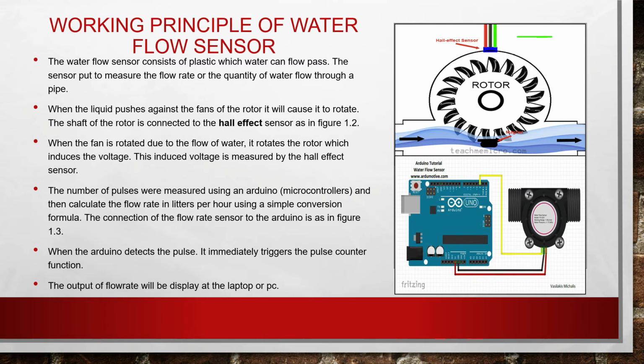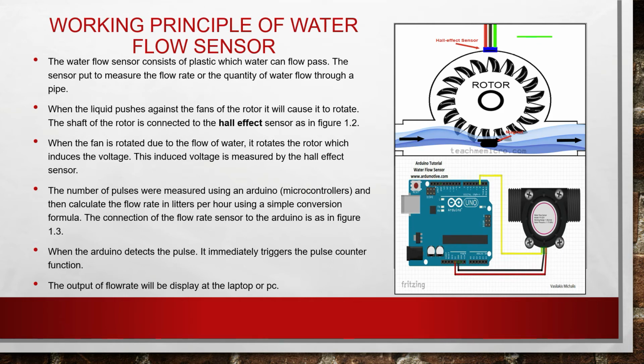Okay, sensor ni diperbuat daripada plastik mostly kan. So kita gunakan sensor ni, kita akan pasang dekat pipe, macam pipe kat dalam rumah tu. Bila air lalu kat dalam pipe tu, sensor ni akan kira berapa banyak air yang lalu kat dalam pipe ni.